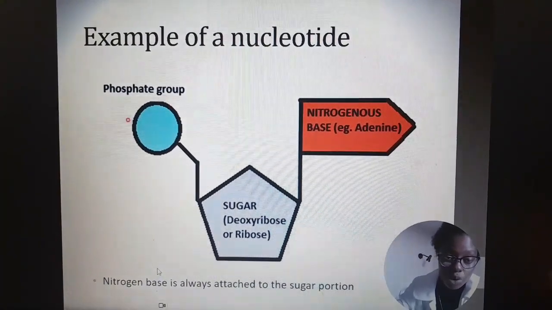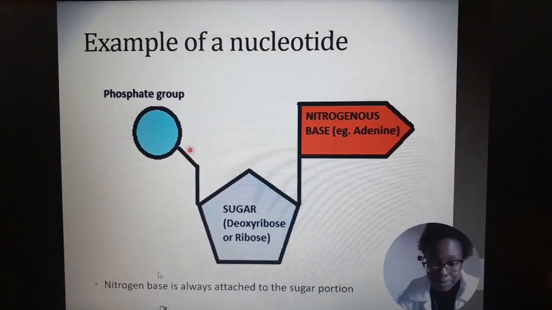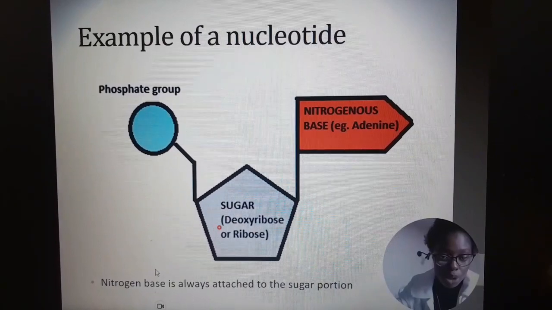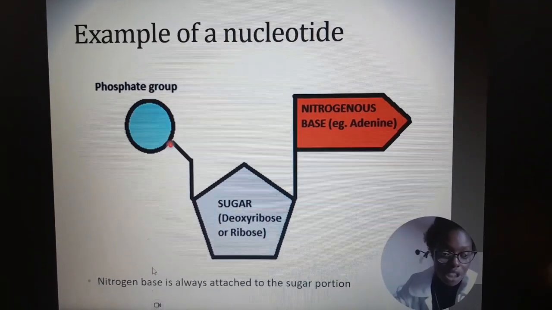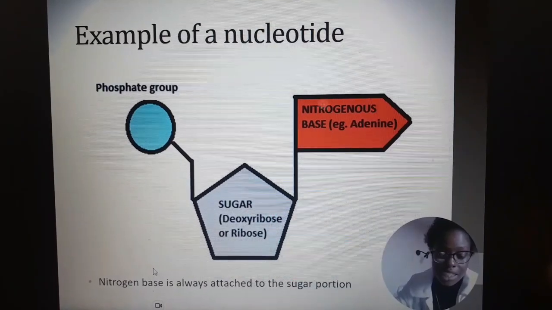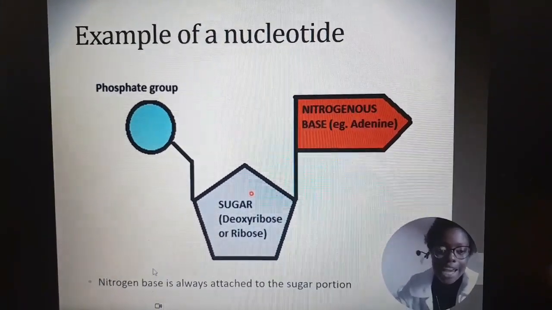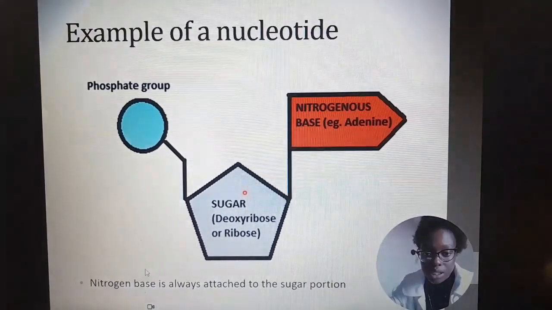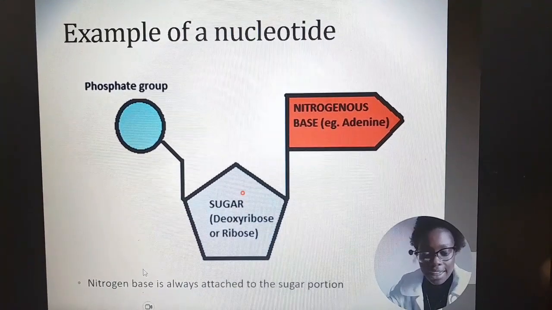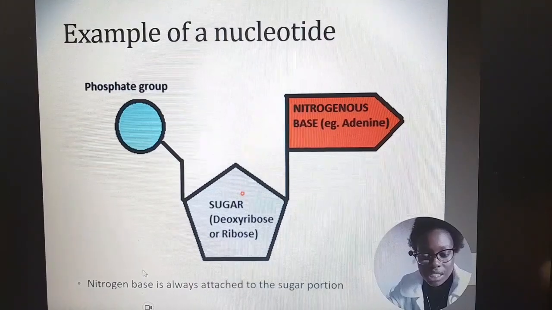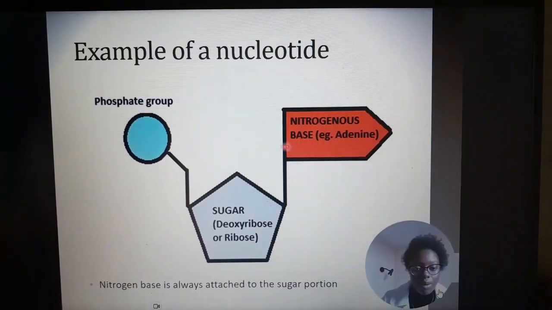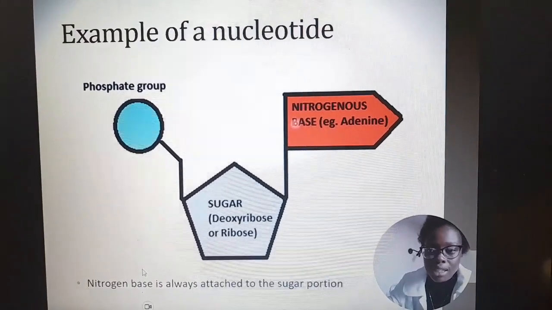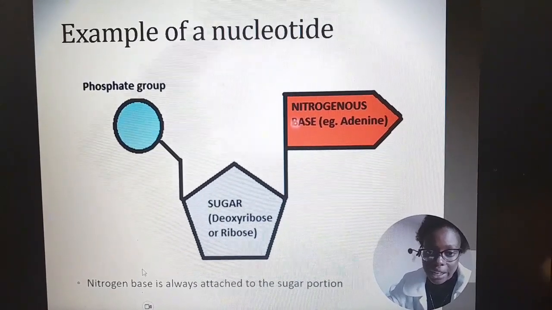Next, I'm going to show you an example of a nucleotide. I know that my colleague has already shown you this, I'm just going to explain further. We have a phosphate portion, a sugar portion, and a nitrogenous base. The phosphate portion is always attached to the sugar portion. The nitrogenous base is always attached to the sugar portion. In the sugar portion, we have deoxyribose or ribose, depending on what we are talking about. Since we are talking about DNA, the sugar portion is deoxyribose. The phosphate group will never be attached to the nitrogenous base. On the next slides, we're going to talk about where we find DNA and the functions of DNA.